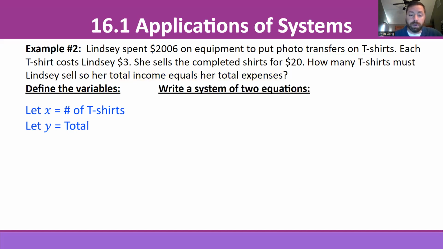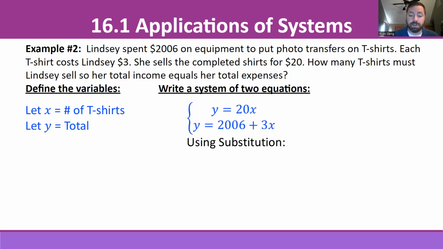So let's write a system of 2 equations, focusing on income first. So total income, so y equals the total, is just 20 times the number of shirts. She sells the shirts for $20. That's an income. That's all she makes. The expenses, her total expenses, y equals $2,006. She had to pay that to get the equipment. And she also has to pay for the blank t-shirts. So plus $3 per t-shirt. There's my system of equations.